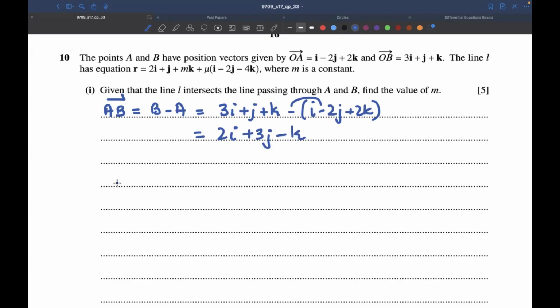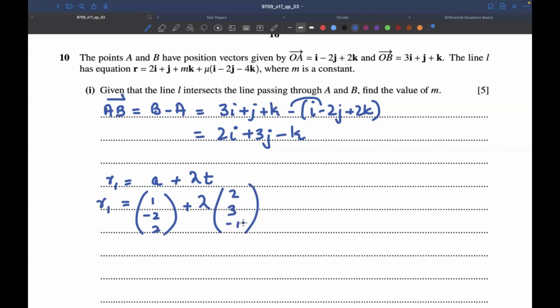To find the equation of the line, let's say the line is R1. It is given as a point on the line, we write it as A plus lambda T or mu, whatever we want to use, where T is the direction and A is any point on the line. So we can use the point A, which is 1, minus 2 and 2, plus lambda, and the direction vector will be 2, 3, and minus 1. So now we have the equation of the line passing through A and B.